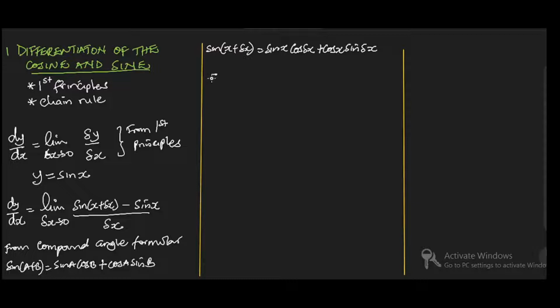So we substitute in the derivative formula here. This will be equivalent to the limit as the small change in x tends to 0. Then we substitute for sine(x plus small change in x), so we shall have sine x cos(small change in x) plus cos x sine(small change in x), minus sine x. Please do not forget this other sine x. Then all this we divide through by the small change in x.